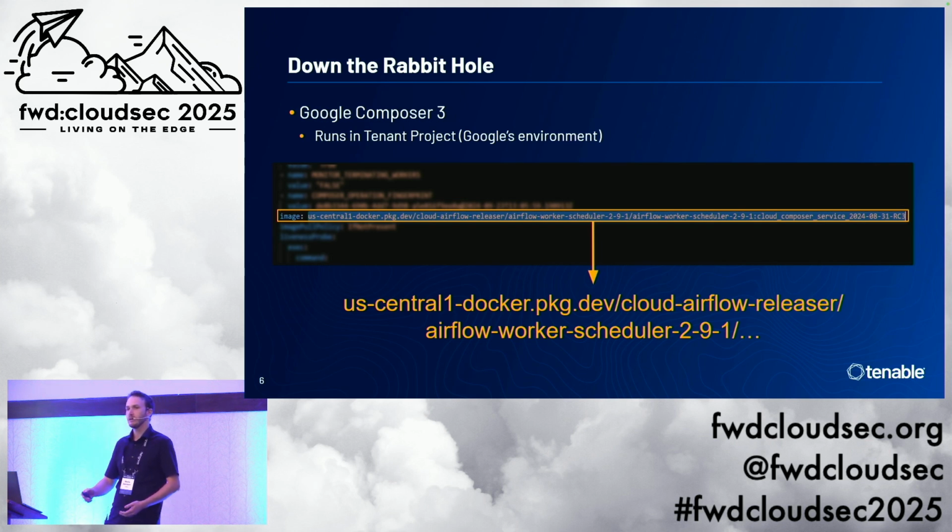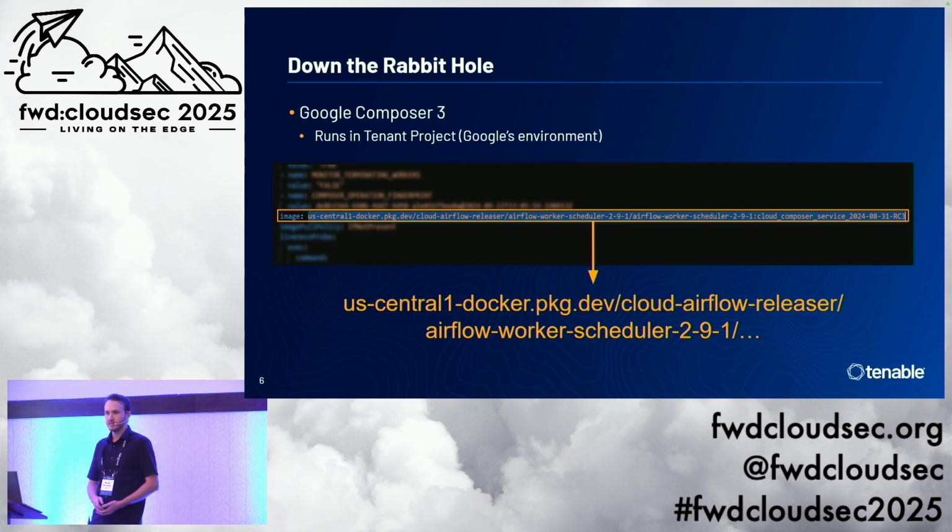A coworker of mine and I were doing an unrelated research into a service called Google Composer 3. Composer, for those of you who are unfamiliar, is a managed Apache Airflow service. Composer 3, in particular, runs in something called Tenant Project. Tenant Project is a project that is hosted in Google's environment. While we were poking around in there, we found this interesting Kubernetes configuration file with the following line, importing an image from Artifact Registry, specifically from a project named Cloud Airflow Releaser, Airflow Worker Scheduler 291.